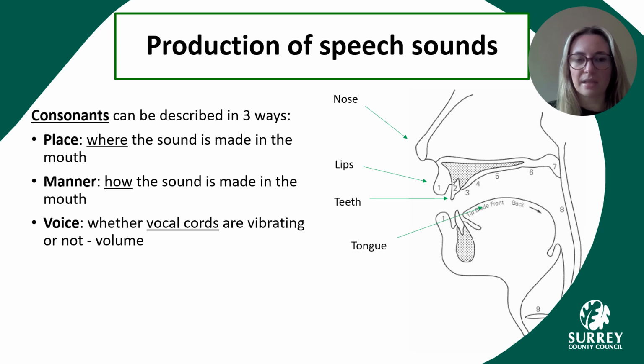We describe sounds in 3 different ways. It's important to know this when supporting the children that we are working with. The first descriptor is place. Place is where the sounds are made in the mouth. For example, is it a front sound or a back sound? Manner is how the sound is made. For example, is it a long sound or a short sound? And voice is whether we are using our vocal cords or not.